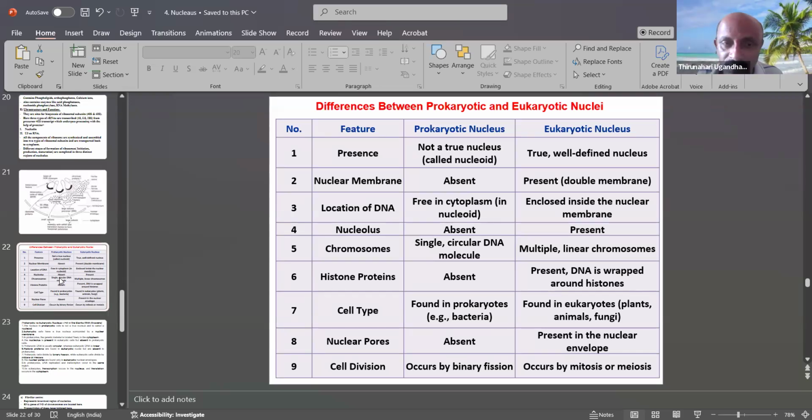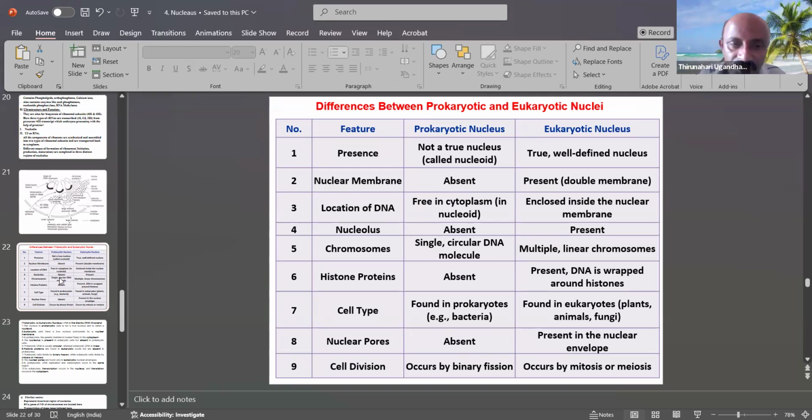Then the third one: location of DNA. Location of the DNA means free in the cytoplasm in the nucleoid, while in eukaryotes it is enclosed inside the nuclear membrane. Then the fourth one, nucleolus. The nucleolus is absent in the prokaryotic nucleus and present in the eukaryotic nucleus.